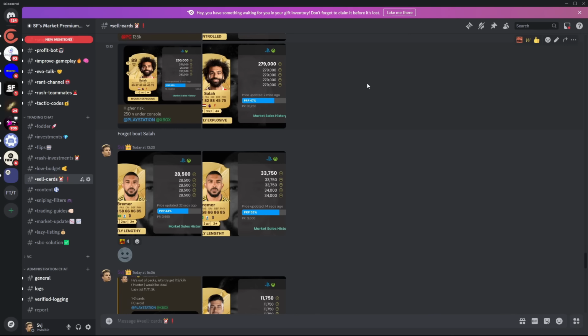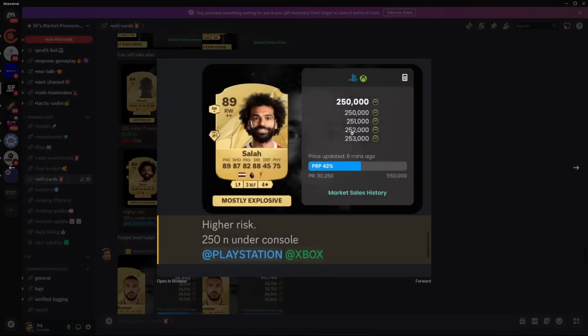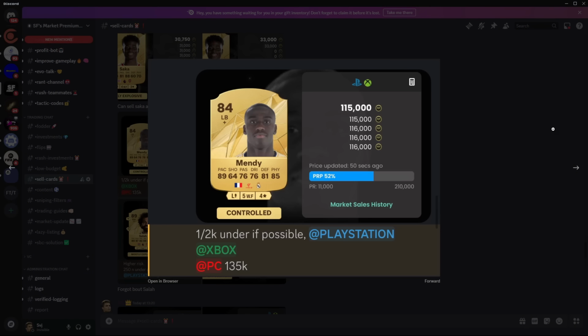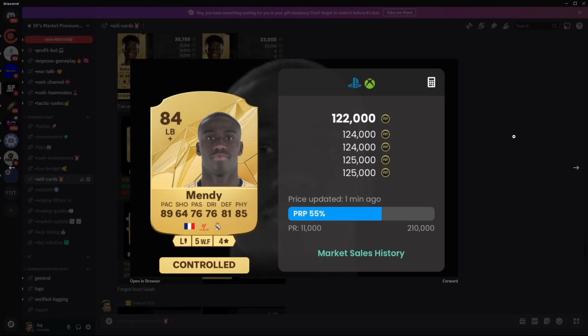Anyone with literally any balance, if you have 10k, 20k, 50k, you would have doubled your coins. Let's have a look at some flips we did do. Salah, obviously, I did it on my account and I posted it in the VIP Discord as well. 250 to 280,000 coins.